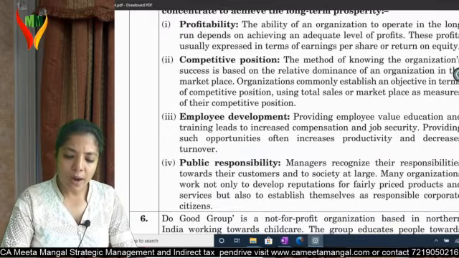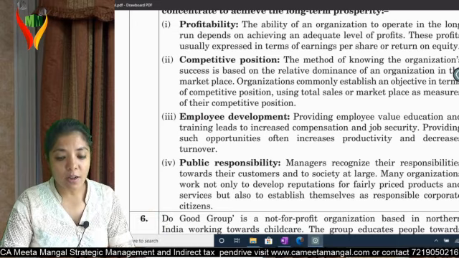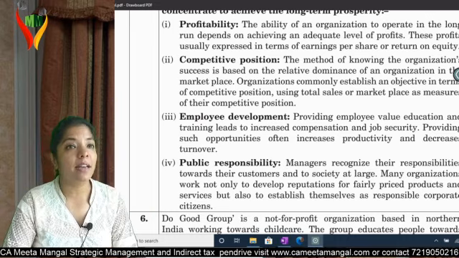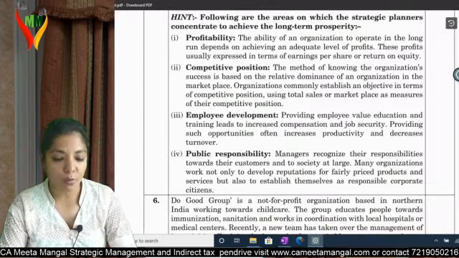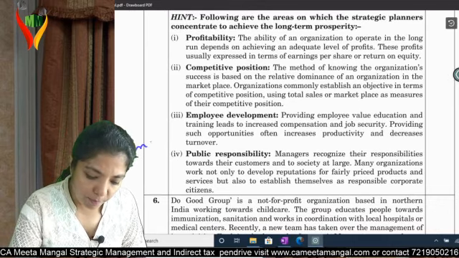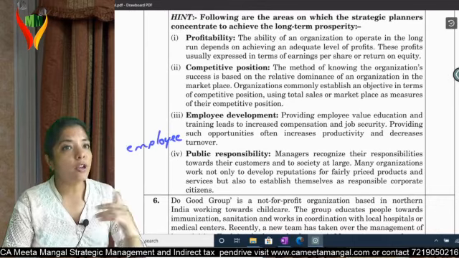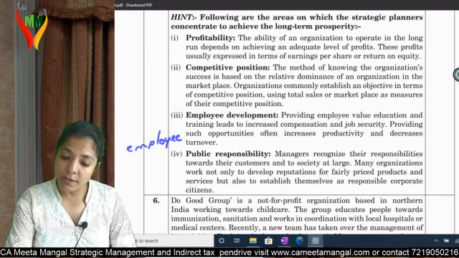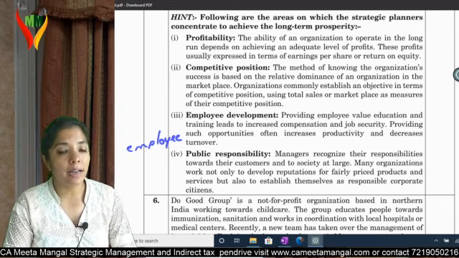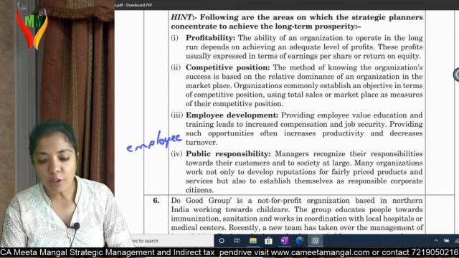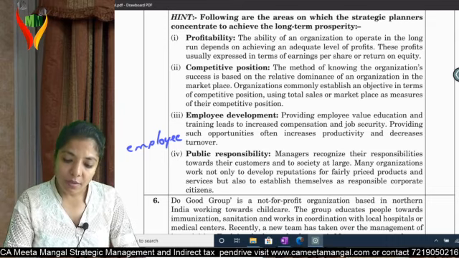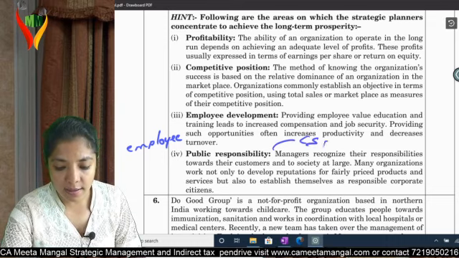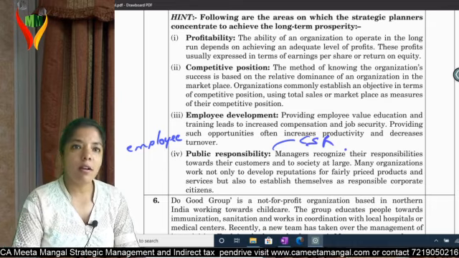Employee development: providing employees value education and training leads to increased compensation and job security. Providing such opportunities often increases productivity and decreases employee turnover. Decrease what? Employee turnover. That means employees joining and employees leaving. And last, public responsibility. Managers recognize their responsibilities towards their customers and to society at large. Many companies work not only to develop reputations for a fairly priced product and service but also establish themselves as responsible corporate citizens. That means CSR. Am I clear? Corporate social responsibility.